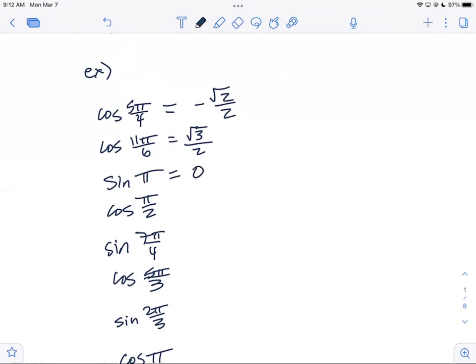All right, cosine of pi halves. Pi halves is another quadrantal angle. It's straight up at 90 degrees. The ordered pair there is 0, comma 1. Cosine is the x coordinate. It is also 0. Yep.